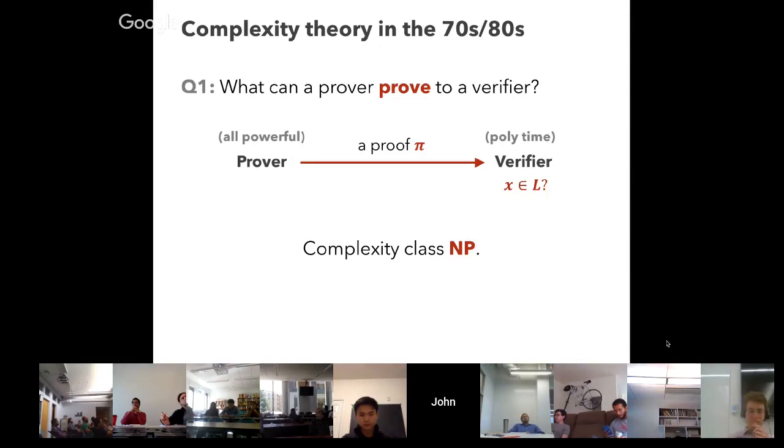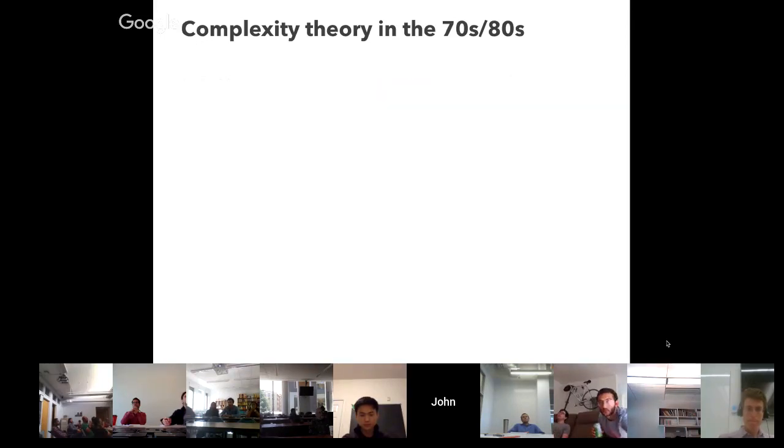Making this a little more concrete, of course, maybe the verifier wants to know if a graph G is three-colorable. And so the proof that they'd be sent is a three-coloring of this graph. And even though the verifier may not be able to compute this three-coloring themselves, with the help of the prover, they can tell whether the graph is three-colorable. So our question: what can a prover prove to a verifier? And the answer is, well, we kind of don't know, actually. This is a big open problem in complexity theory. What is NP?